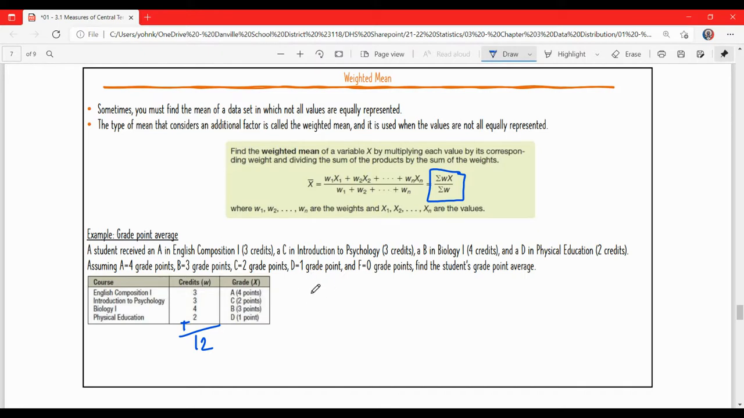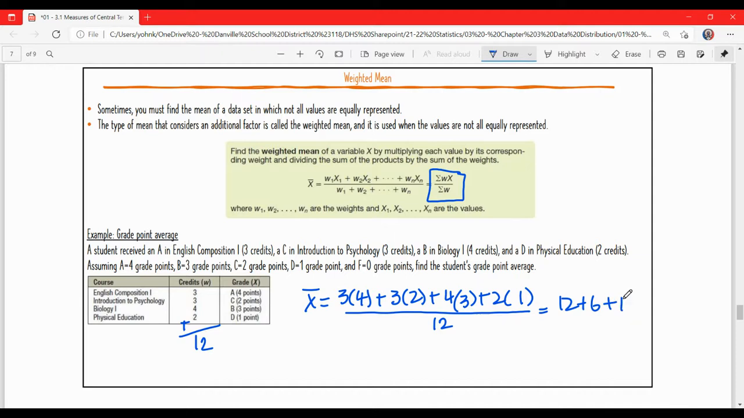So I'm going to find my mean to be 3 times 4 plus 3 times 2 plus 4 times 3 plus 2 times 1. And then I'm going to divide that all by 12. So that gives me 12 plus 6 plus 12 plus 2 over 12. That gives me 32 divided by 12. The rounding rule is one more decimal than the data, so 2.7.